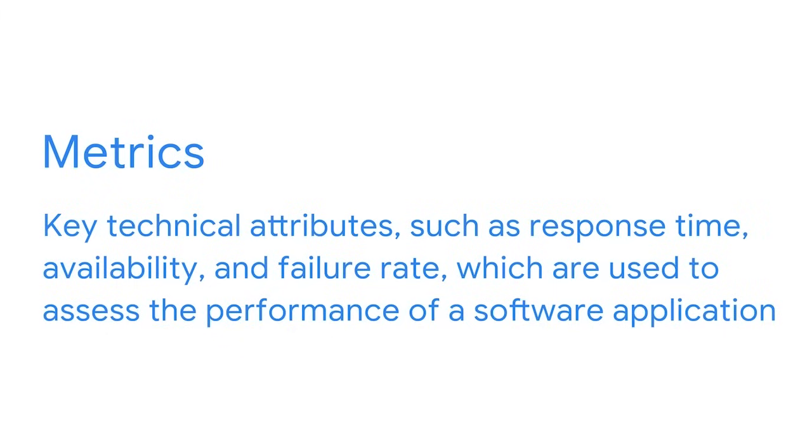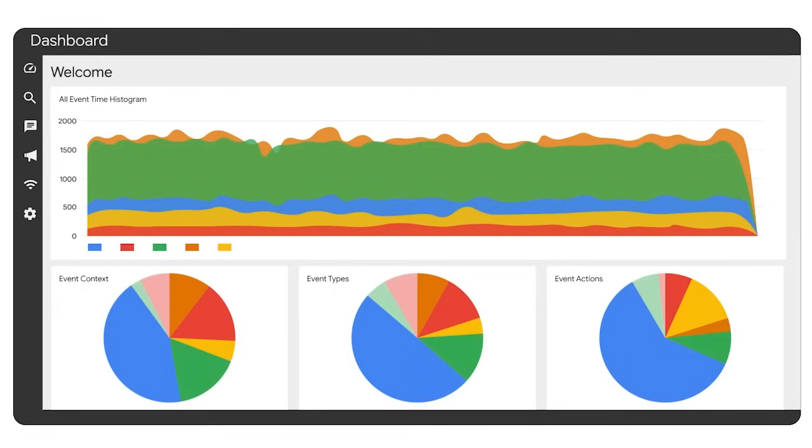In addition to providing a comprehensive summary of security-related data, SIEM dashboards also provide stakeholders with different metrics. Metrics are key technical attributes such as response time, availability, and failure rate, which are used to assess the performance of a software application. SIEM dashboards can be customized to display specific metrics or other data that are relevant to different members in an organization. For example, a security analyst may create a dashboard that displays metrics for monitoring everyday business operations, like the volume of incoming and outgoing network traffic.